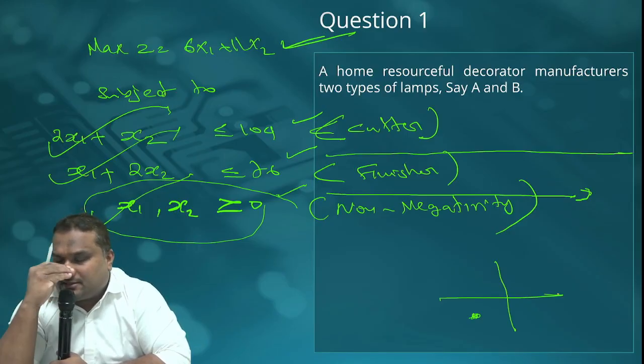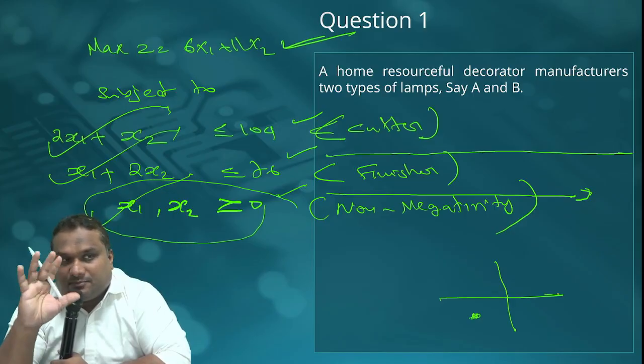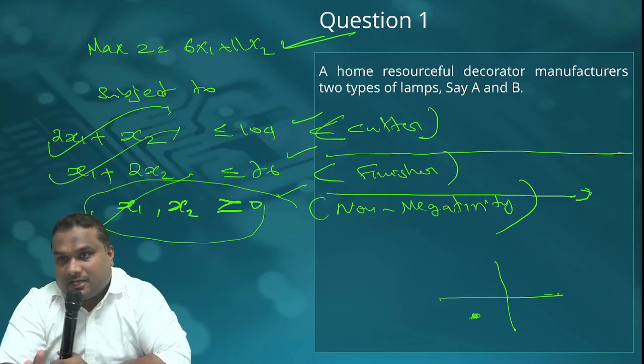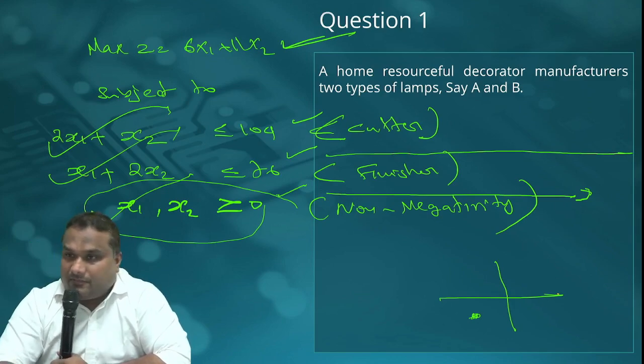That means this is a very, very simple question. Understood or not understood? Now I will be teaching a shortcut for this. Have you written this? Write down. Now write down.